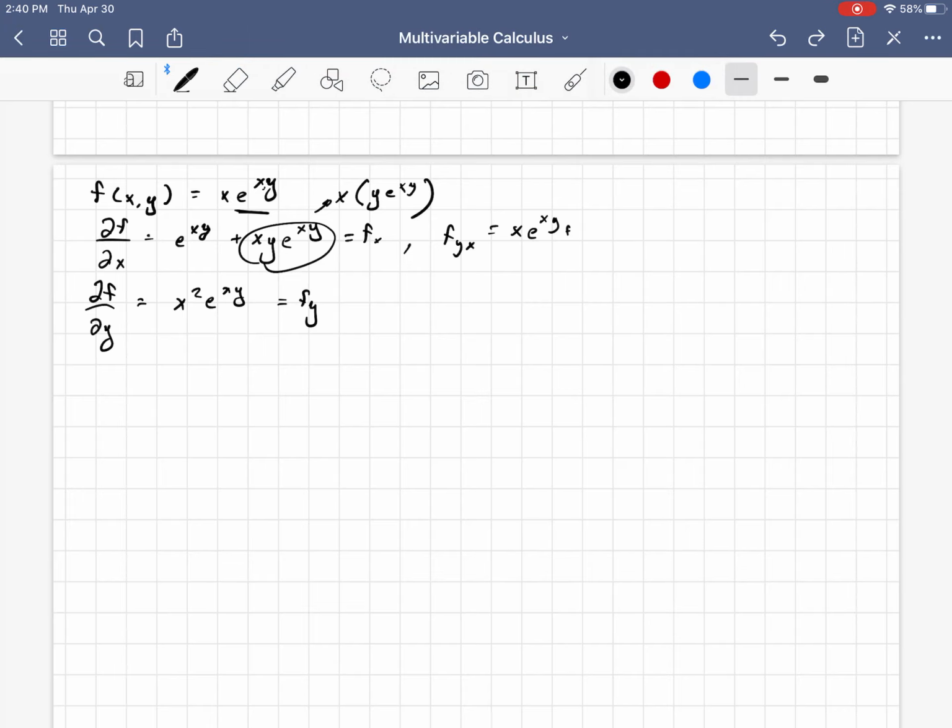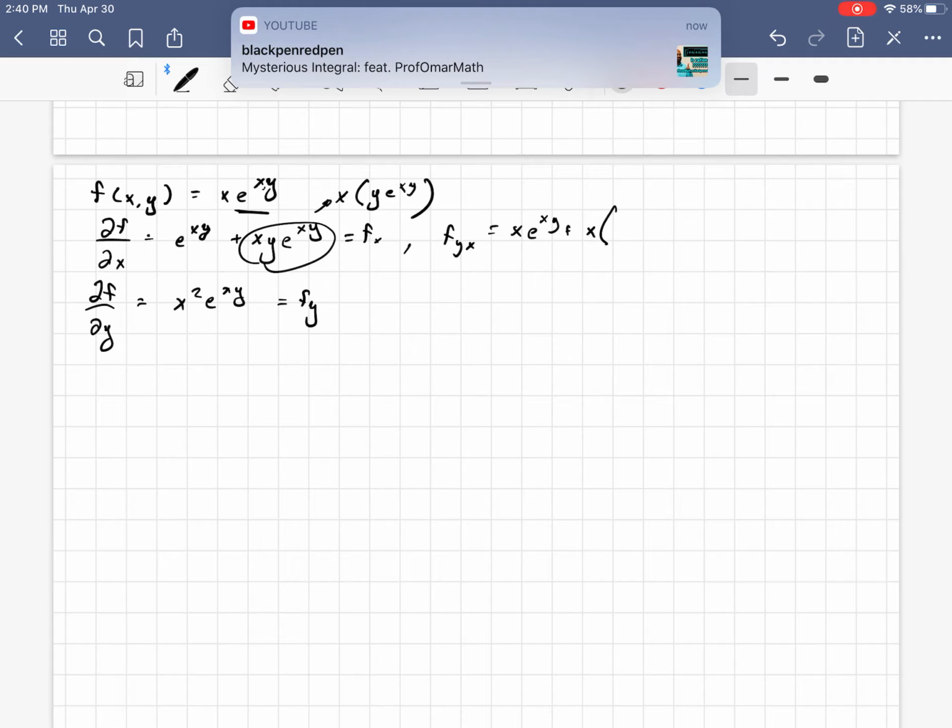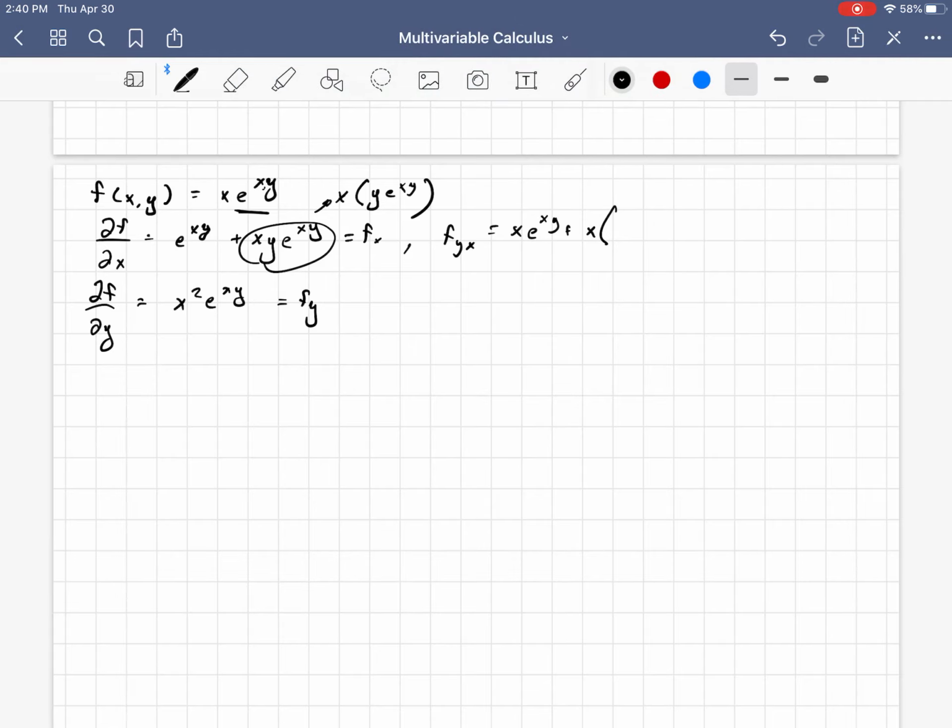So I get plus x times, now I can take the partial of this with respect to y. So now I use the product rule. Let's first take the derivative of that part. We just get e to the xy. Now take the derivative of this part. If I take the partial with respect to y of this top part, this xy part, then I'm just going to get an x. So I get x y e to the xy.